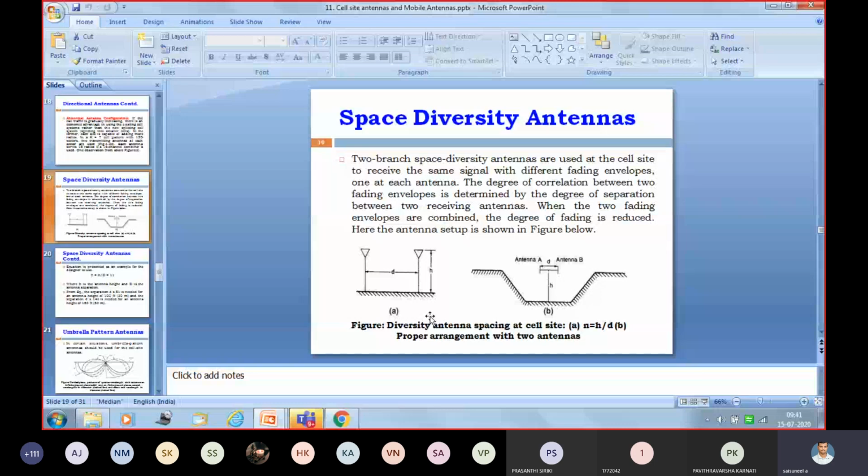Here, what is a space diversity antenna? It is useful only for receiving the signal, not for transmitting.